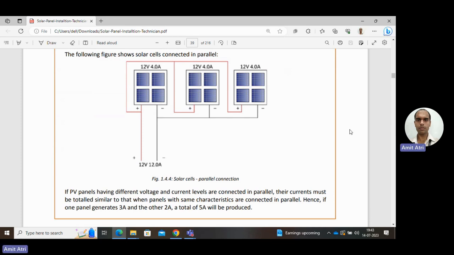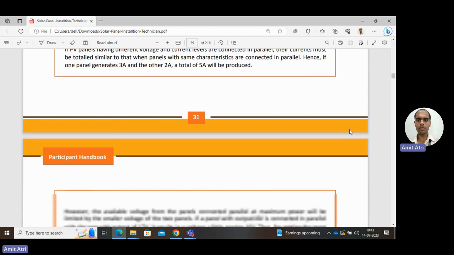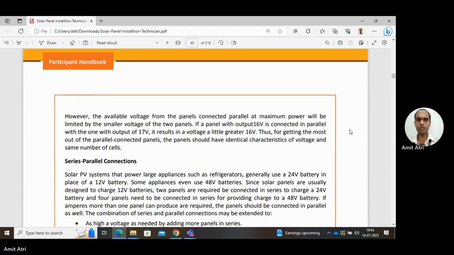Here the three solar panels had the same voltage and the same current, but in case they are different, then the total current will be the summation of the individual currents produced by each of the cells, whereas the lower voltage will decide the total voltage available.